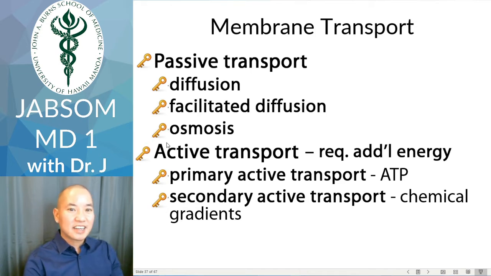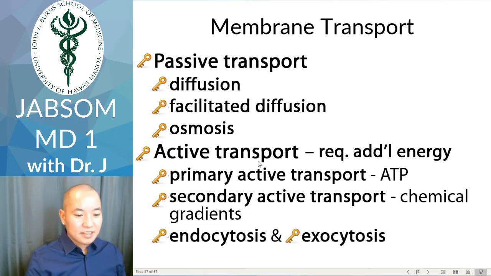So secondary active transport uses this potential energy from this difference. Because what happens if you open up the membrane and just allow a difference in concentration to freely diffuse between sides of the membrane? Well, it's going to try to balance itself out. So by separating it and causing an unequal distribution, this potential energy can be used to transport other solutes as well. And then you have endocytosis and exocytosis.